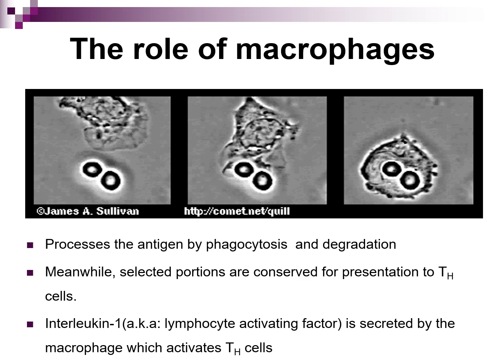The macrophage processes the antigen by phagocytosis and degradation. Meanwhile, it selects portions of the antigen and conserves them to present them to T helper cells. Interleukin-1 is secreted by the macrophage, which activates T helper cells that were previously resting.